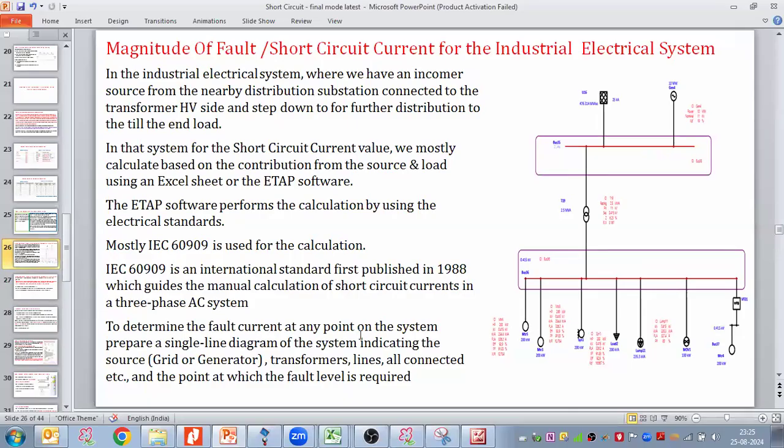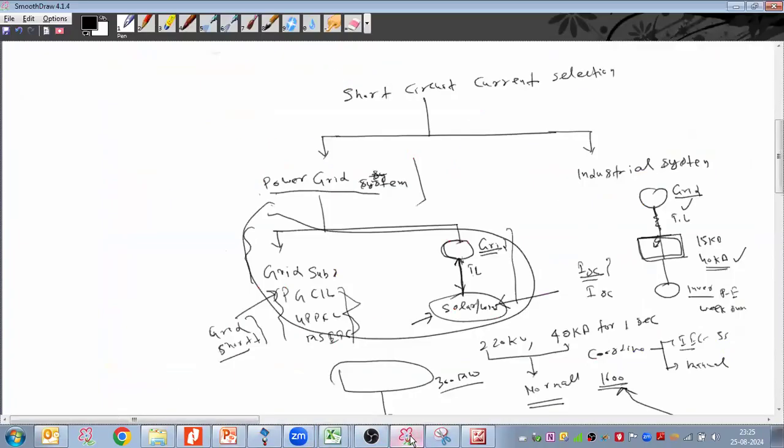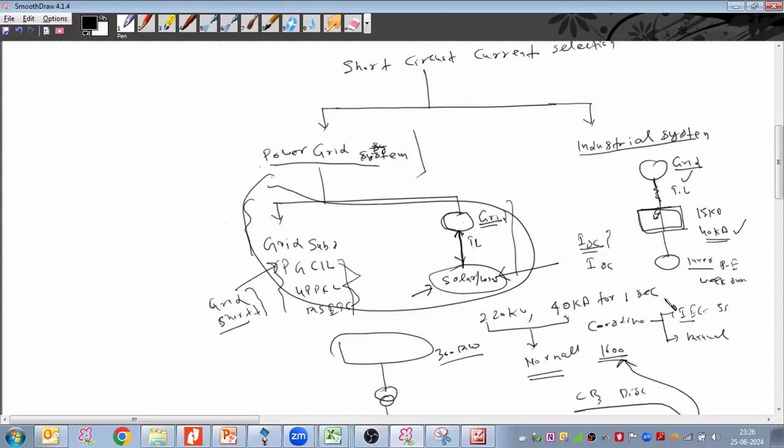Any doubt regarding the approach of the short circuit current calculations? Grid, industrial system, you go with ETAP. Whatever we are discussing now on ETAP is basically for any industrial system. Okay, grid we discussed now, and the industrial system we will discuss, if Venkat is available, he will take it on Wednesday. If he is not available, then I will take it.